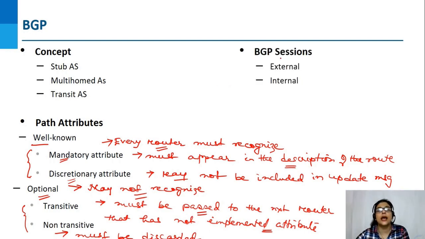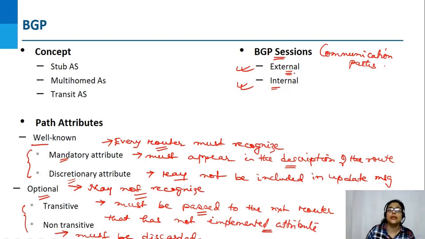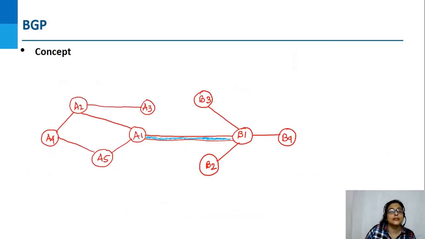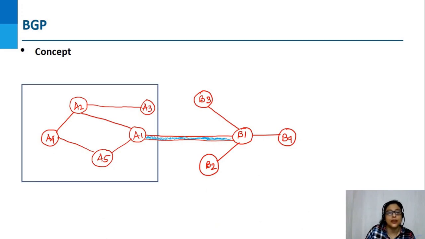Now, BGP can have two different types of sessions. Sessions means the communication paths. One is the external one and the other one is the internal one. The external BGP sessions means communication path that takes place between two routers in two different autonomous systems. And internal BGP sessions means the communication path that takes place between two routers or nodes within a single autonomous system. So let us understand the sessions with the help of this diagram.